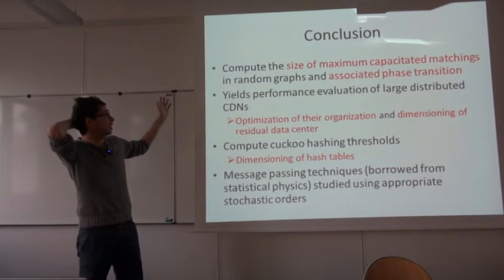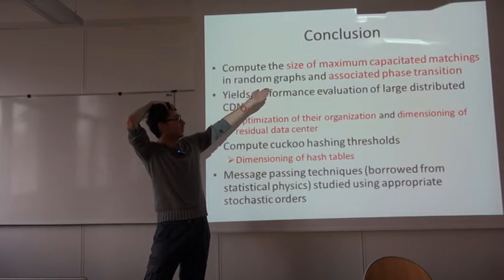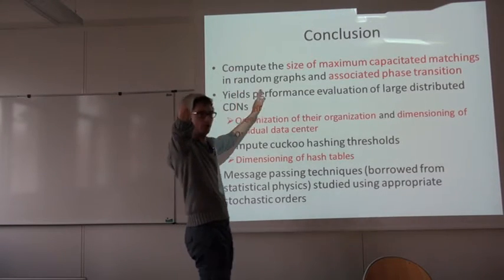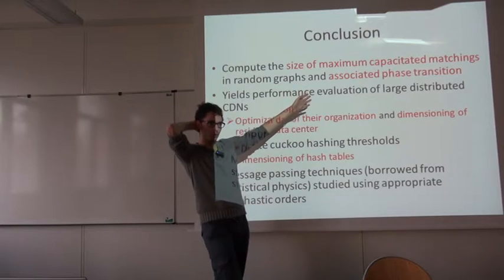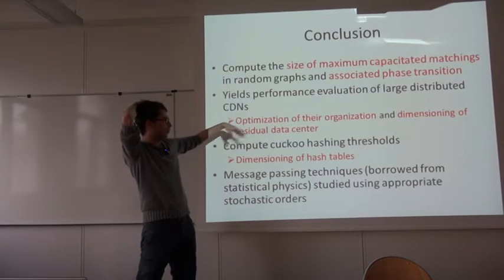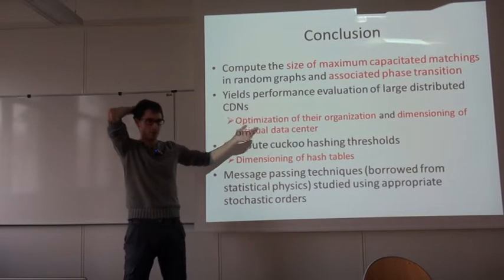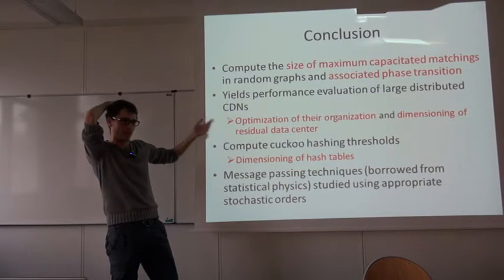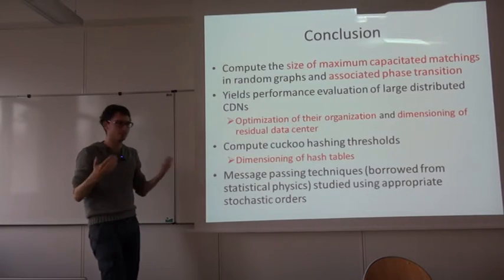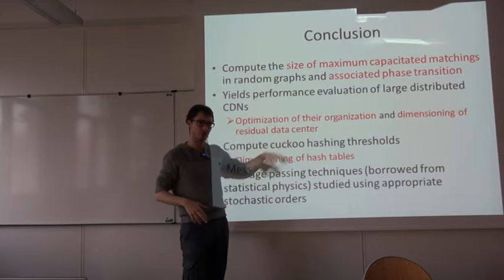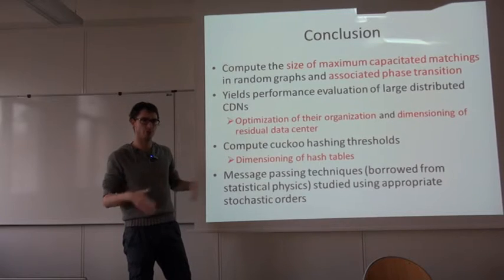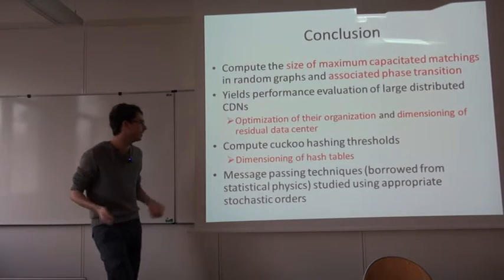So just to conclude, what we work on is we compute the size of maximum capacitated matching in random graphs, for some random graph models with some properties. And we also compute some associated phase transitions. And this allows us to compute performance evaluation for the first system I talked about, this distributed content delivery network. And in particular, it allows us to optimize its organization and dimension the residual data center. And we also compute cuckoo hashing thresholds, which allow, again, dimensioning of hash tables.